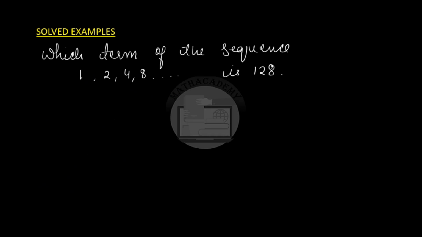Which term of the sequence 1, 2, 4, 8 and so on is 128? It is again a geometric sequence as in the previous example. So the first term is 1. The common ratio is the second term over the first term, which is 2. Now we don't know the position of the term, but we know that the nth term is 128 and we have to find n.